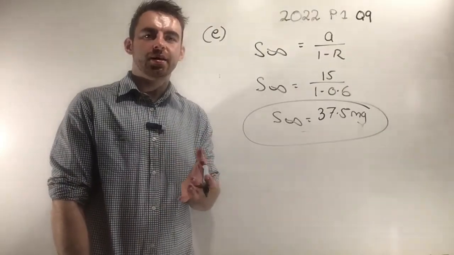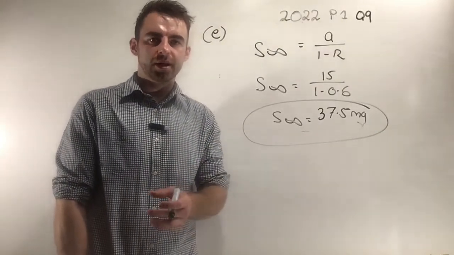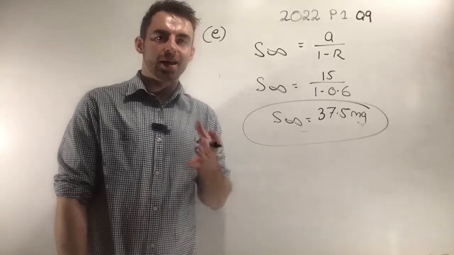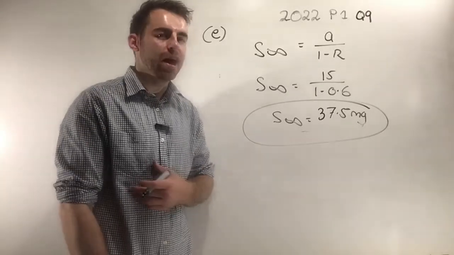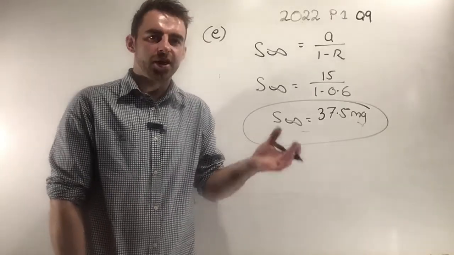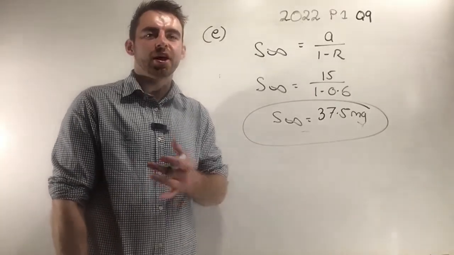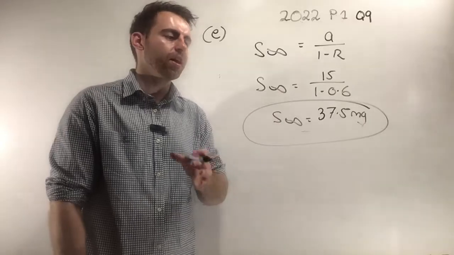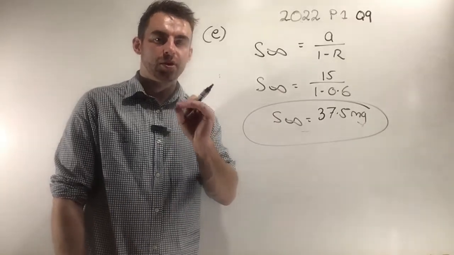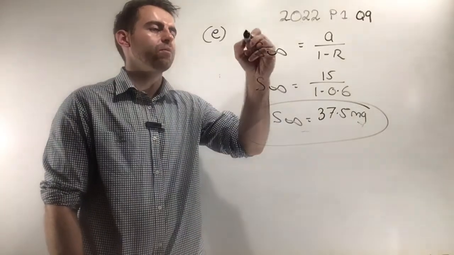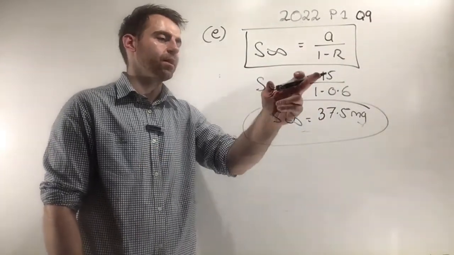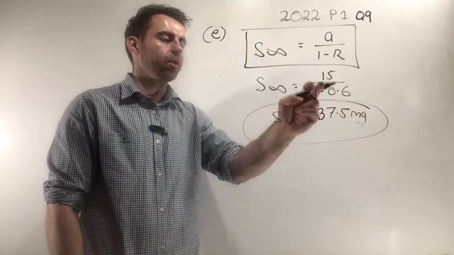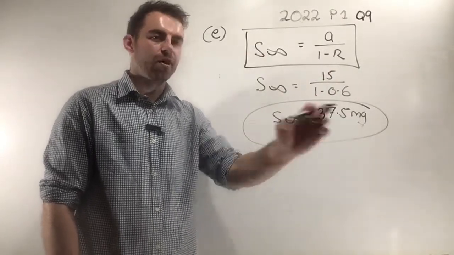In part E, we're asked to use the sum to infinity to work out the amount of drug in Alex's blood after a long period of time. So theoretically, after an infinite number of injections, maybe he's been having these injections for 50 years every single day, what will the amount of drug in his blood be approaching? You have to recognize that this is your S infinity formula. A stays the same, R stays the same. When you plug it in, it works out as 37.5 milligrams.